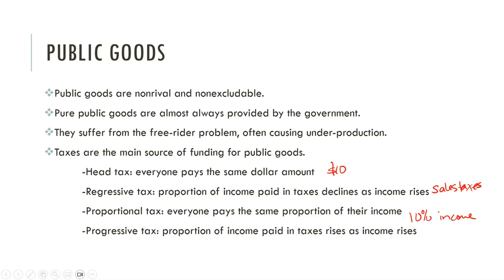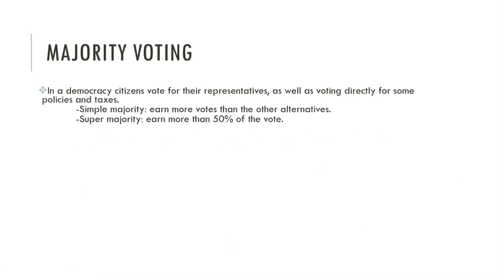And then a progressive tax, this is where the proportion of income paid in taxes rises as income rises. So in the US, our federal income tax system is progressive. So if you are low income, you may only pay 10%. If you're higher income, you may pay 25% income tax. And I'll show you a chart in a little bit too about this.